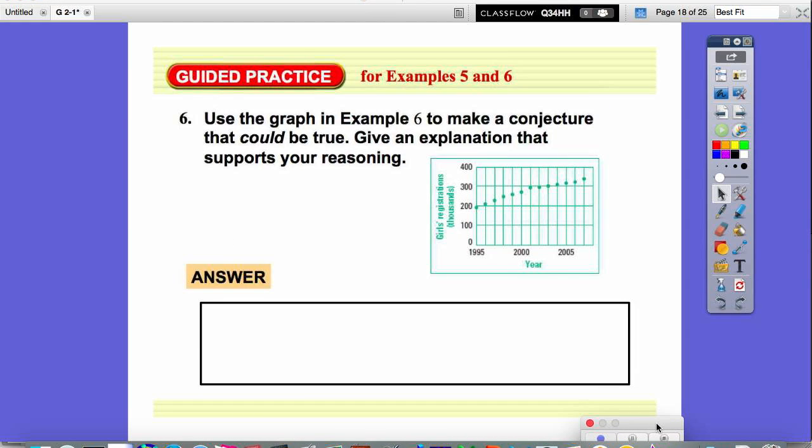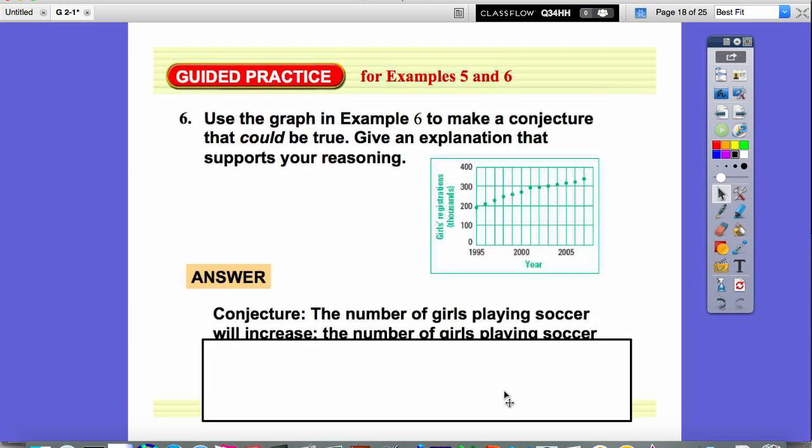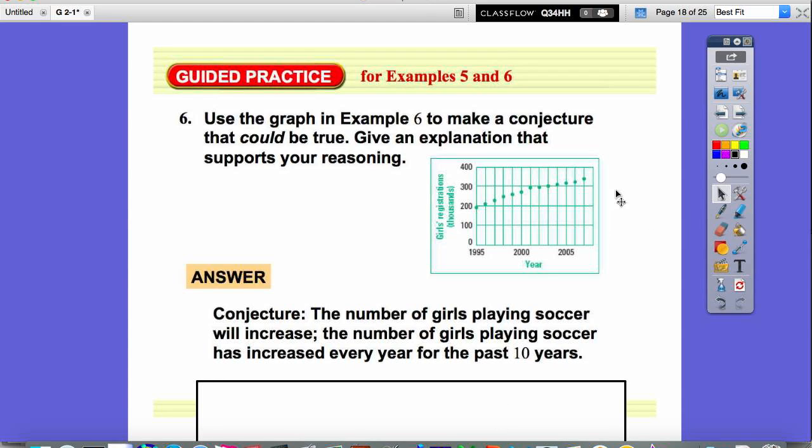In this guided practice, we're going to use the graph to make a conjecture that could be true. So basically, we're going to use the graph to kind of predict the future. I would probably say that the number of girls registering for soccer is going to continue to increase because it's been increasing so far. You could actually, if you wanted to, mathematically make a line of best fit and come up with an anticipated increase, but at this point, we're not asking you to do this. We're just asking you to come up with logic, that it makes sense that the number of girls playing soccer will continue to increase based upon the data.